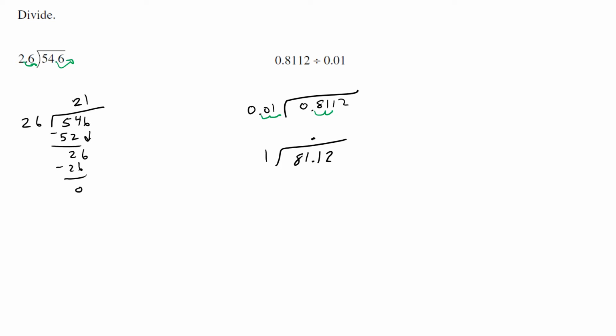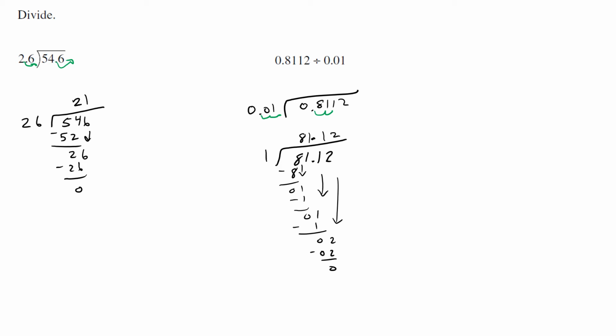1 actually goes into 8 8 times. Multiply back, that's going to give us 8. Remainder is 0, bring down our 1. So 1. Multiply back, 0, bring down our 1. 1. Subtract, bring down our 2. It's going to go into 2 2 times, which gives us 0. So we actually get 81.12.